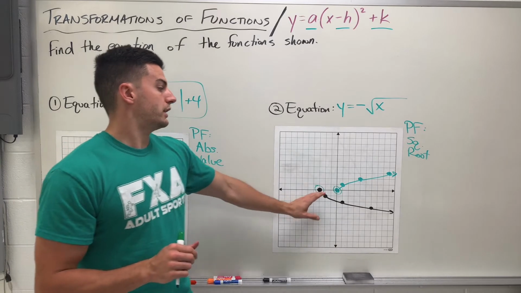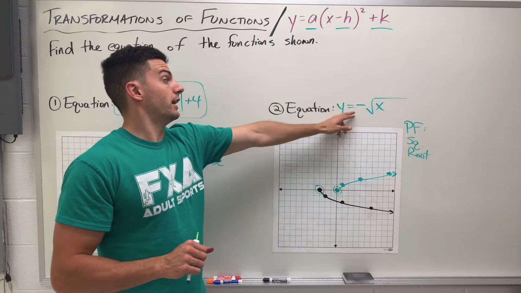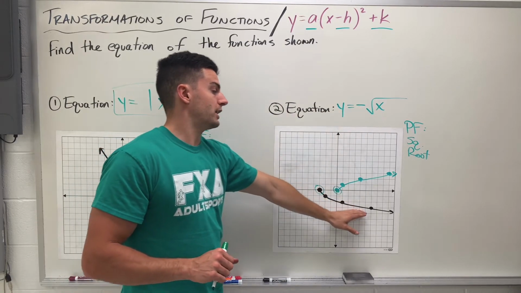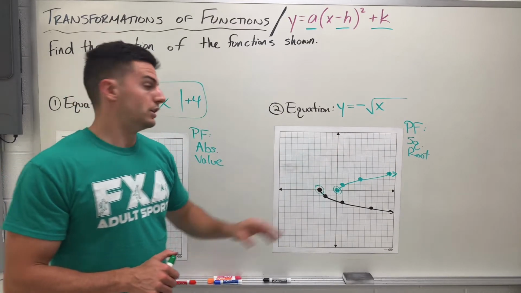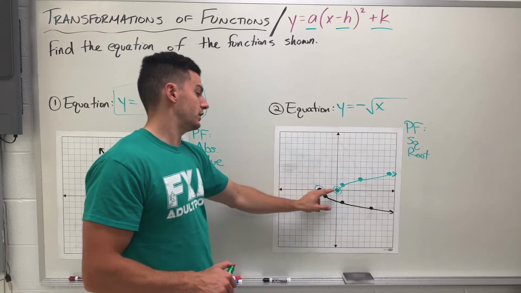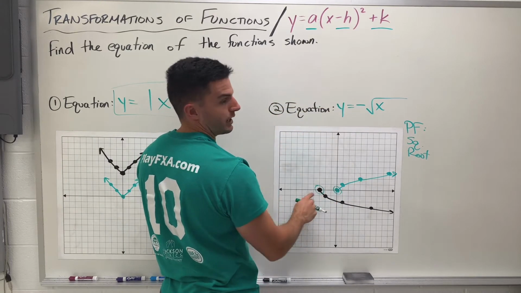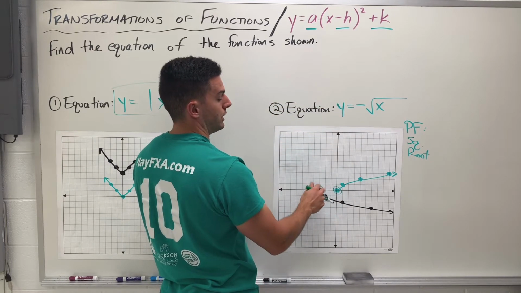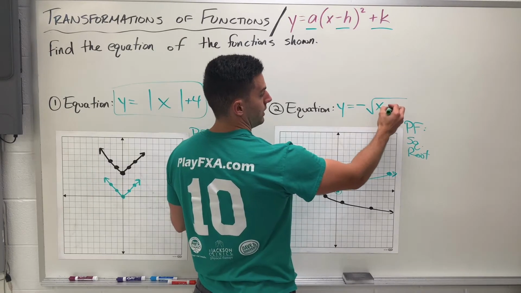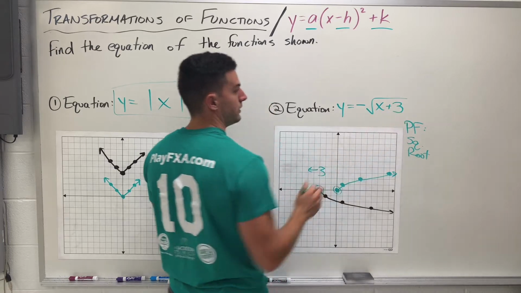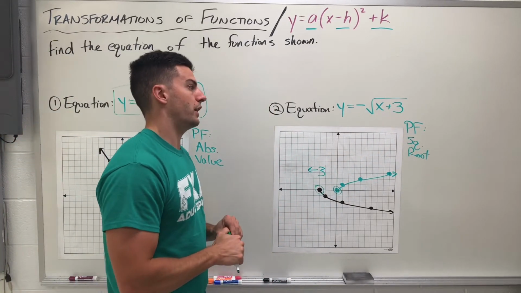So no, there is not going to be a vertical shift, even though it flipped upside down. That negative did that. There's not going to be a k value added on or subtracted at the end, because it did not shift at all up or down. It shifted left 3. That means I have an h value. What would my h value be? Well, I moved left 3, that's the transformation that happened there, a left 3 shift. So that would mean a plus 3 inside there with the x.